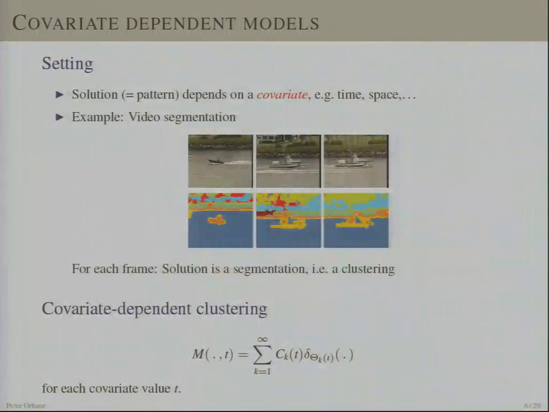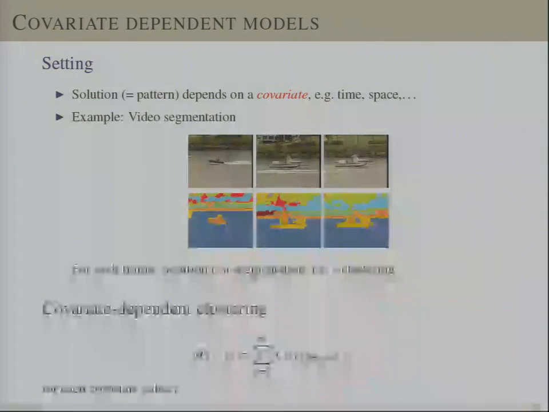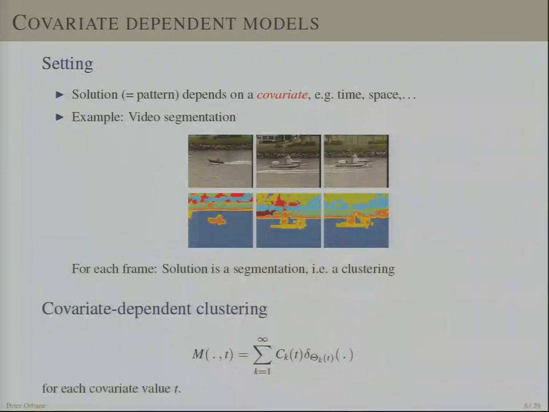Okay. So the other way of building models from models that we already have that I would like to mention, I mean, these are not the only ways, but I just want to focus on these two, are so-called covariate dependent models. And the setting here is the following. Remember we were looking for a parameter or a pattern that explains our data. And now we assume that this pattern depends on some kind of covariate, say on time or on space.